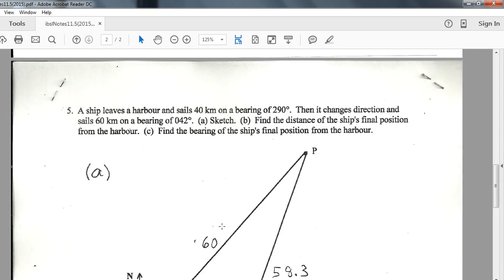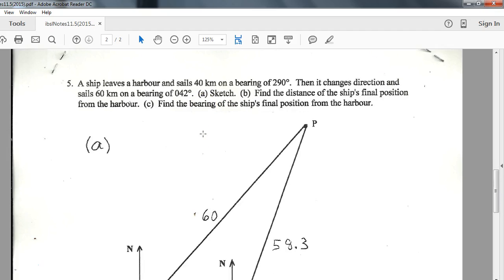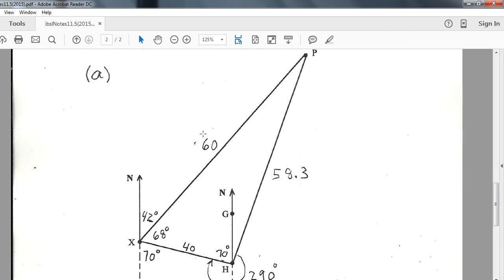So now they're asking us in part B. So we have the sketch. Part B says, what is the distance of the final position from the harbor? And then part C, they're going to ask us for the angle of the bearing. And so we'll start with the distance here for its final position, point P. So we're finding this distance right here from the harbor, where we're at now for point P.